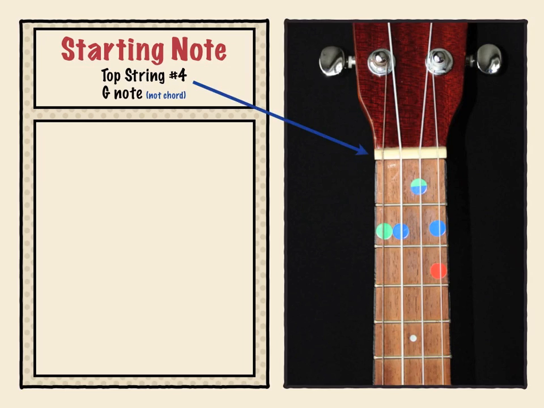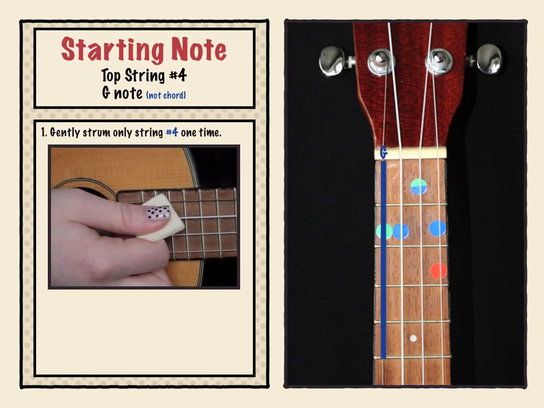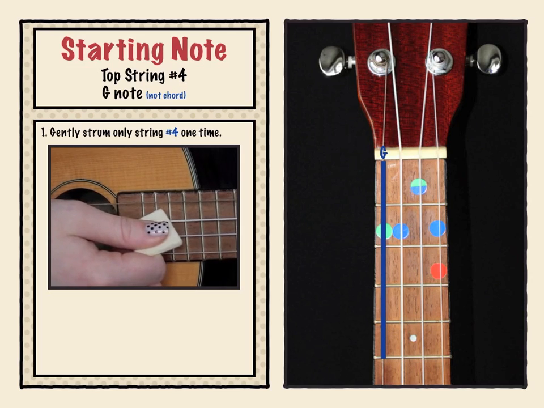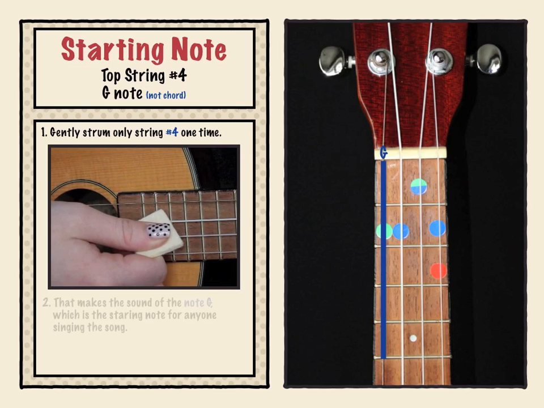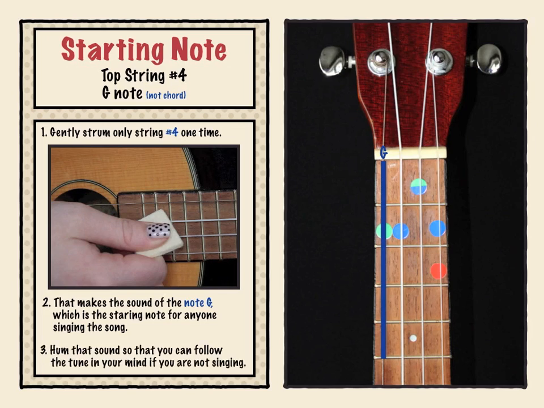Top string number 4 is right here, your G string. So you're going to gently strum only string number 4 1 time. Go ahead and give it a try. That makes the sound of the note G, which is your starting note for anyone singing the song. So hum that sound so that you can follow the tune in your mind if you're not singing. Go ahead and hum it.